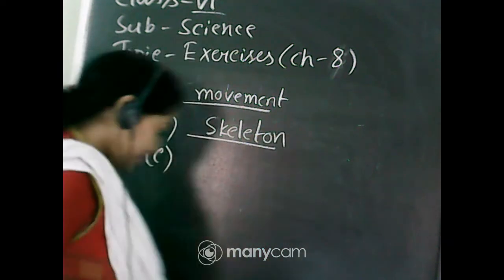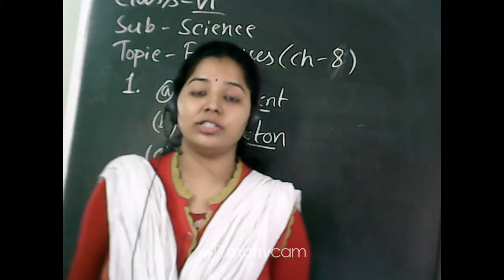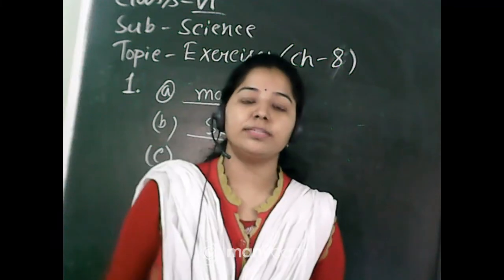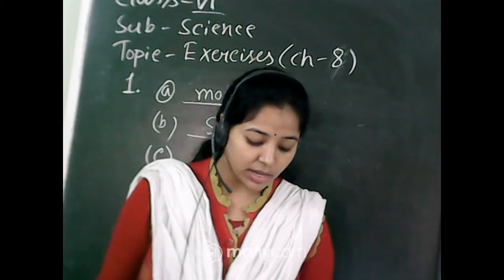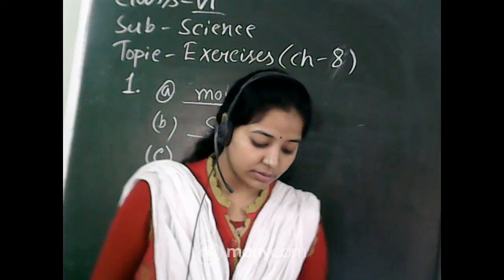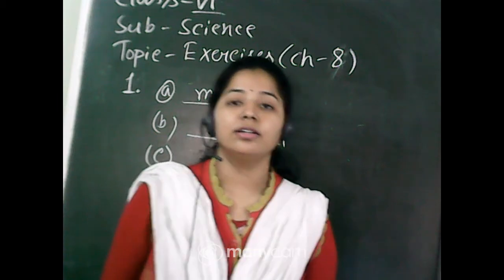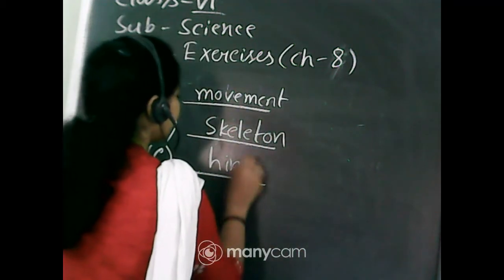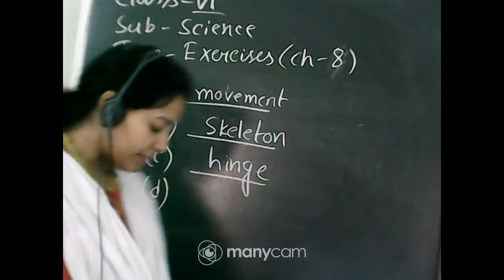Next question: the bones at the elbow are joined by a dash joint. The joint which is present in our elbow joins the bones. The bones at the elbow are joined by which joint? Here the answer will be the type of joint, that is hinge joint.